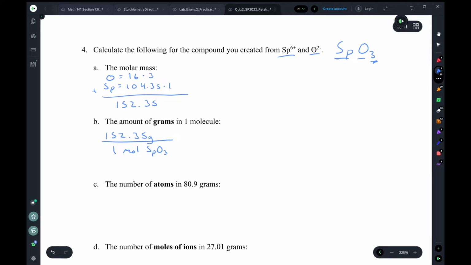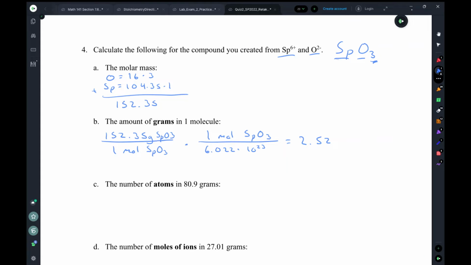This will be grams, so it's going to be SpO3 as well. You can multiply this by 1 mole of SpO3 over Avogadro's number. And this will give us the answer of 2.52989 E negative 22 grams per molecule.